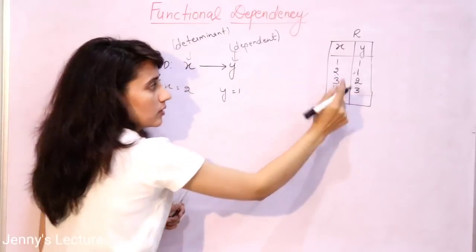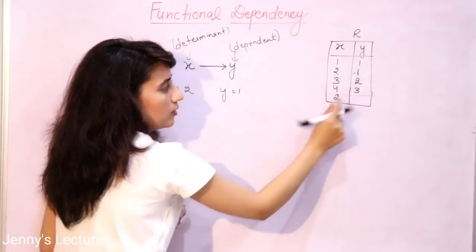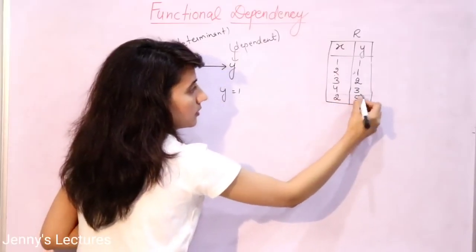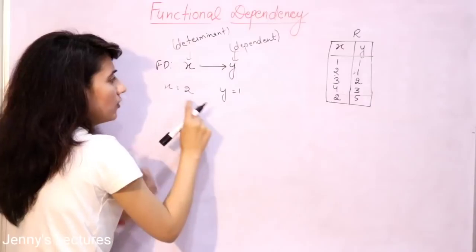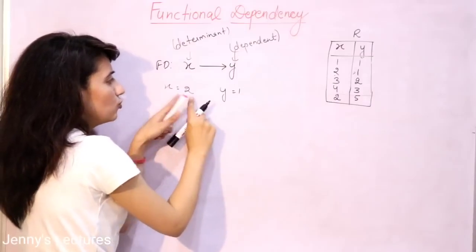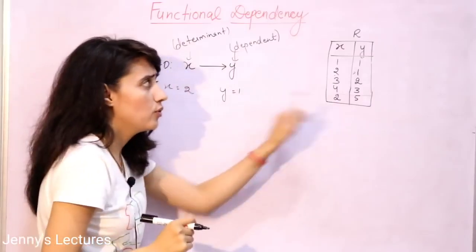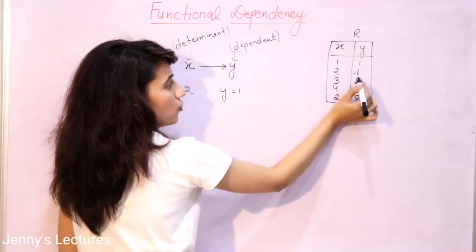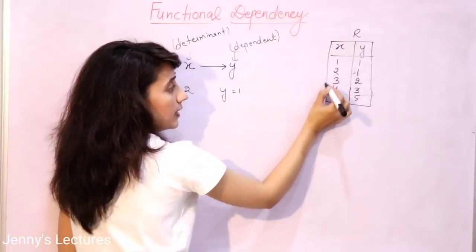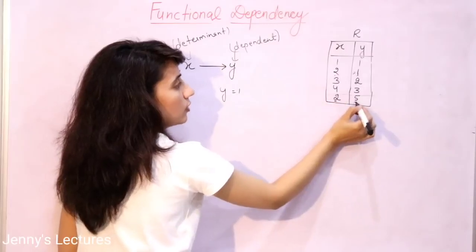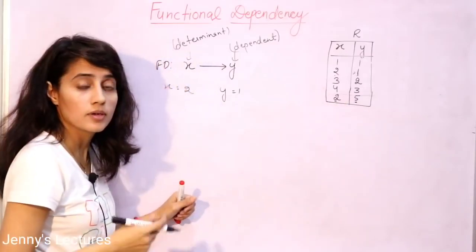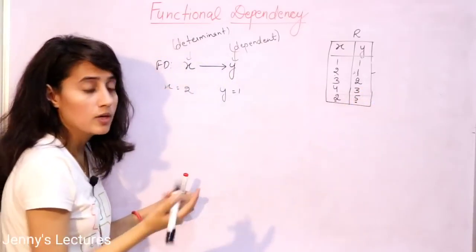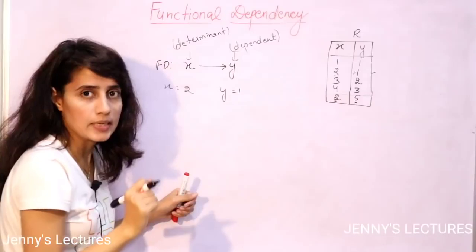Now suppose I have inserted one more row, that is this one, 2 and 5. Now if I say the value of x is 2, tell me the value of y from this table. Search for the value of y. Now x is 2, the y value is 1. But again I have x is 2 and the y value is 5. Now which value are you going to tell me, 1 or 5? I cannot say. So this cannot be the case.